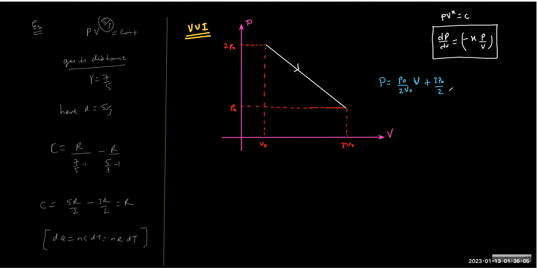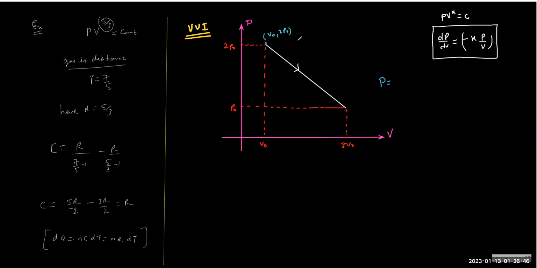I don't think this is the right answer. The intercept should be more than 2P naught, isn't it? I can see that the intercept is much above 2P naught. So this is anyway a wrong answer. In y equals mx plus c, c is more than 2P naught. Do it once again. What is the coordinate of this point? V naught, comma, 2P naught.